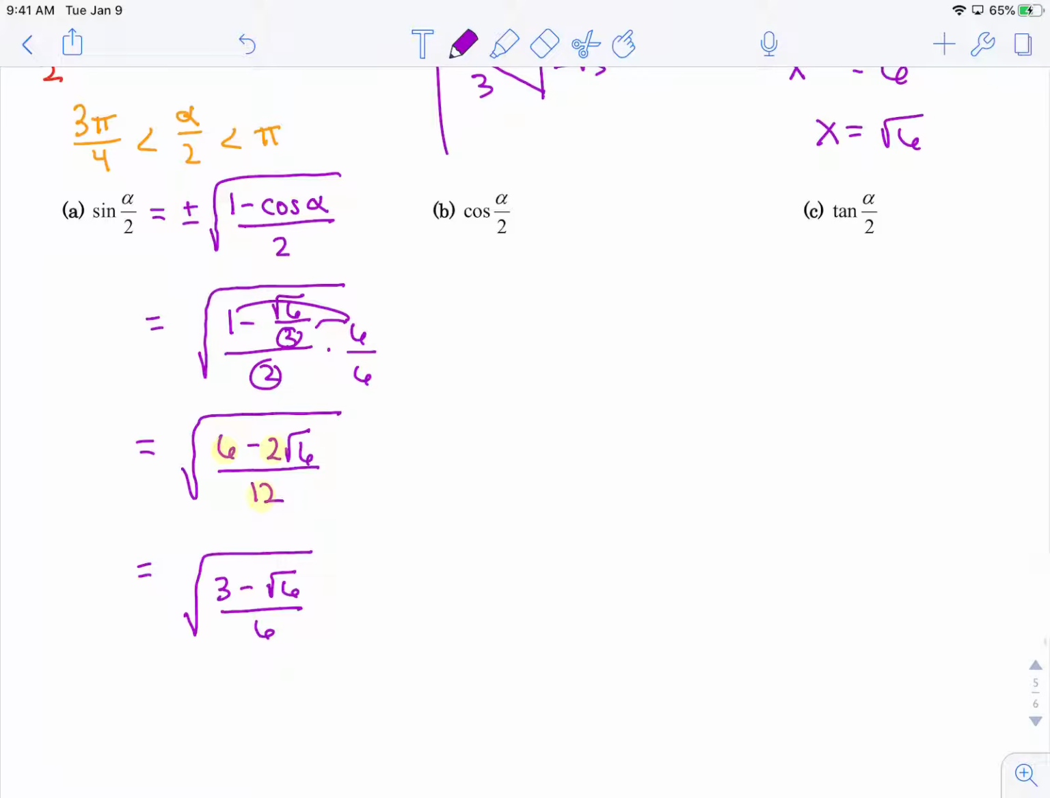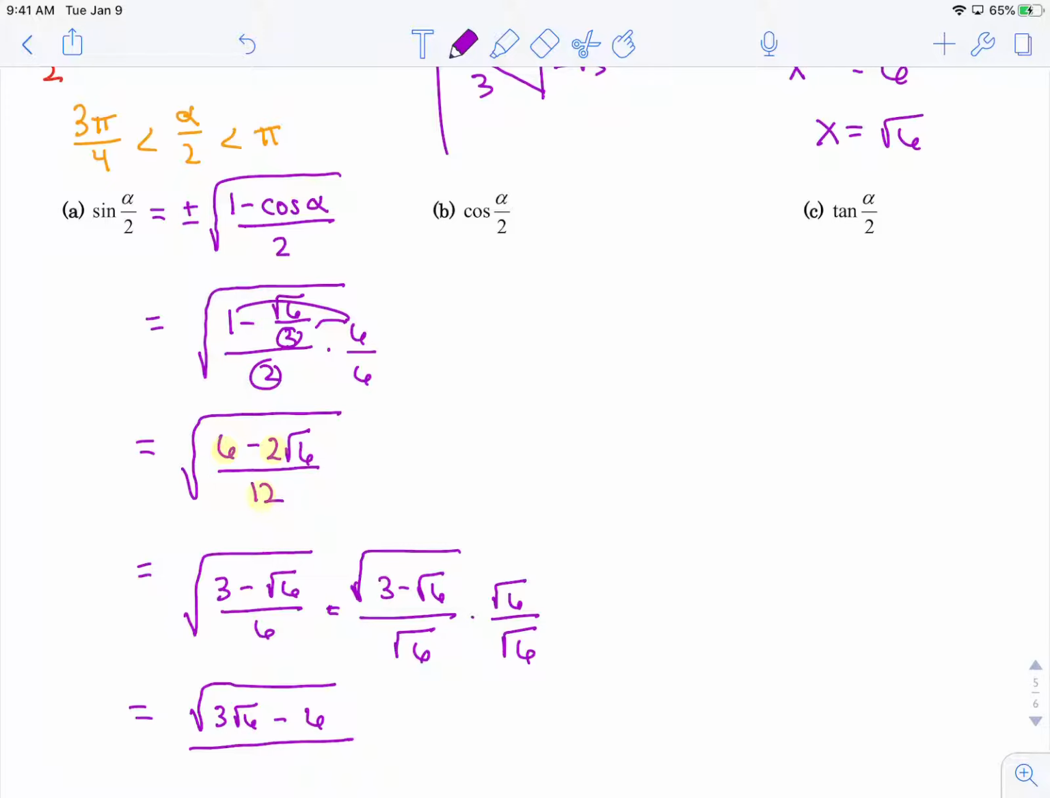Now, I am fine with you leaving it this way. If you're checking the back of the book, they would make you go ahead and rationalize this. So let me rewrite this real quick. This is saying 3 minus root 6 over root 6. This means the same exact thing. And because we can't have a radical in the denominator, we need to rationalize. So I end up getting 3 times root 6 is 3 root 6. Root 6 times root 6 is just 6. And this whole thing is over 6.